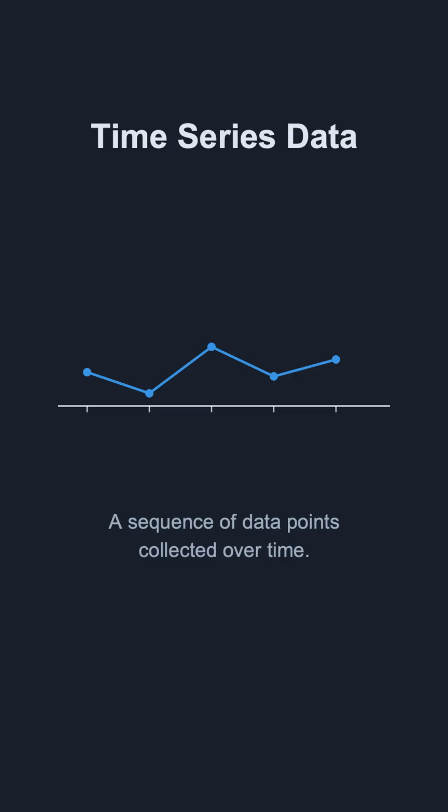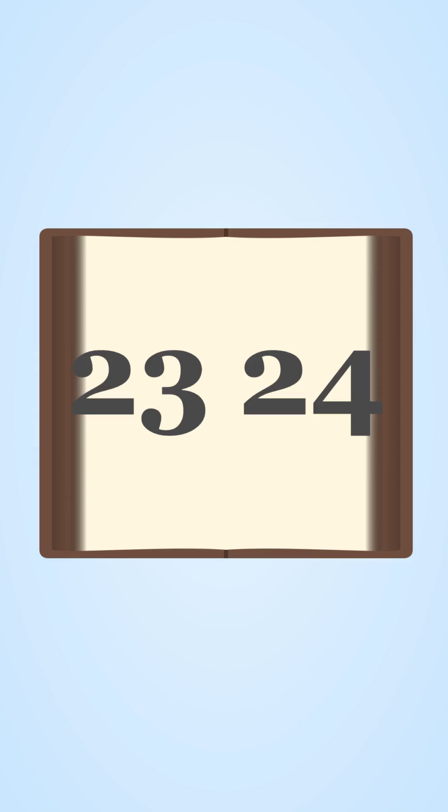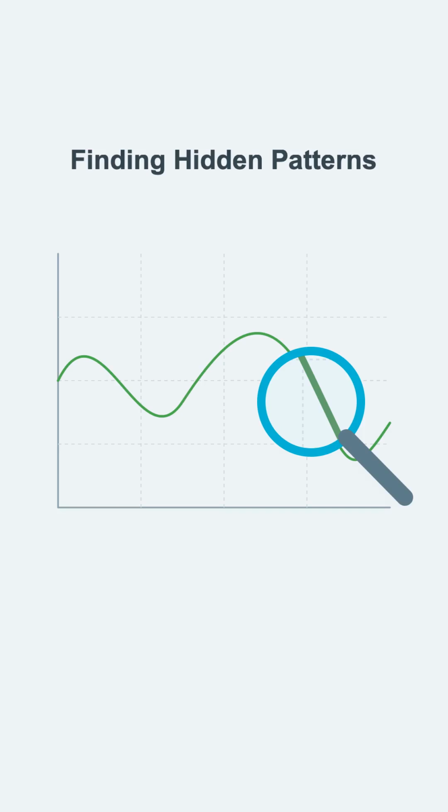A time series is a list of data points recorded in a specific time order. Think of it like a storybook of numbers, where every page is a new second, hour, or day. Special models are designed to find hidden patterns in this numerical story.